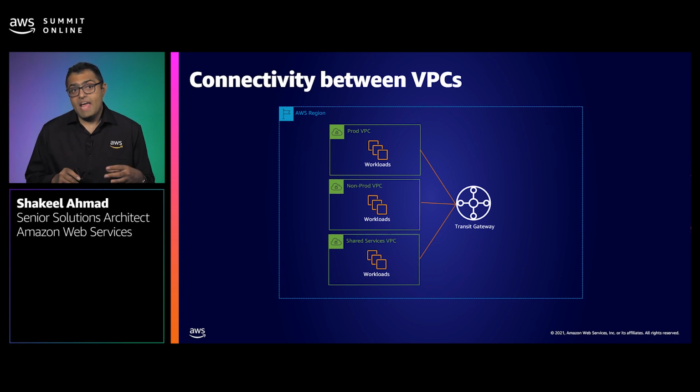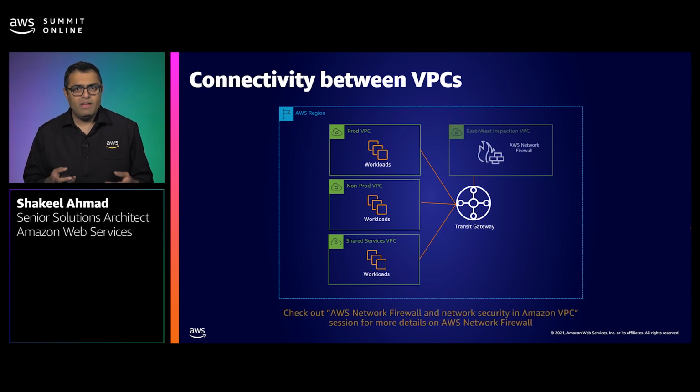Some customers may actually have further requirements to, let's say, inspect the traffic for east-to-west flows between VPCs or filter out, let's say, egress traffic. This is where you can use the power of Transit Gateway to create an inspection VPC.